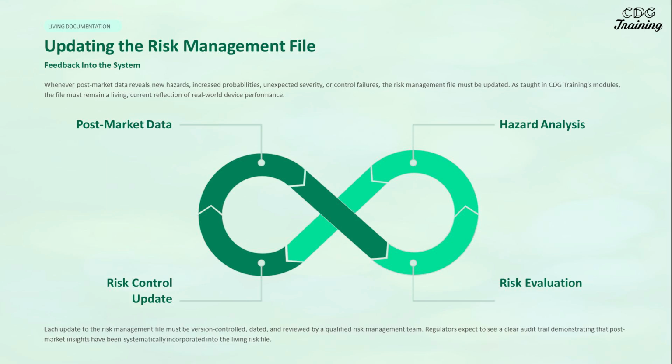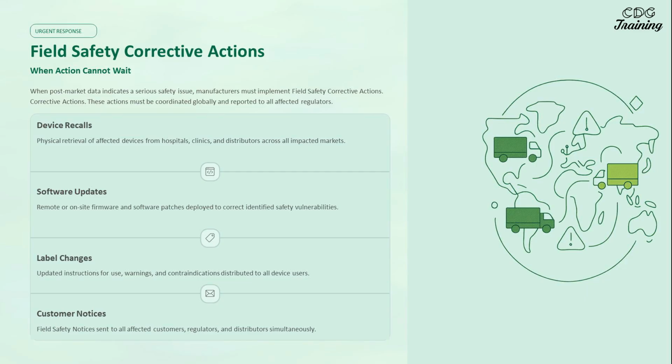Post-market data must be integrated into the risk management file, ensuring it reflects current device performance. This living document is crucial for ongoing safety and regulatory compliance. When serious safety issues arise, manufacturers must implement corrective actions like device recalls, software updates, and customer notices to mitigate risks and ensure safety.